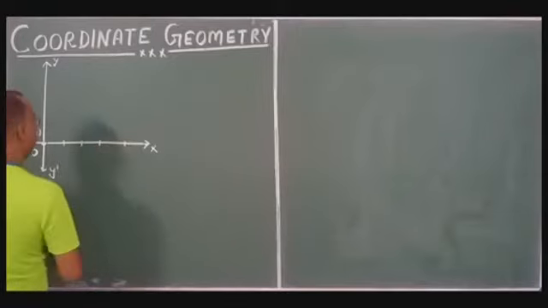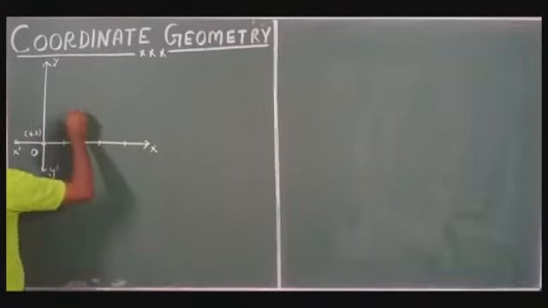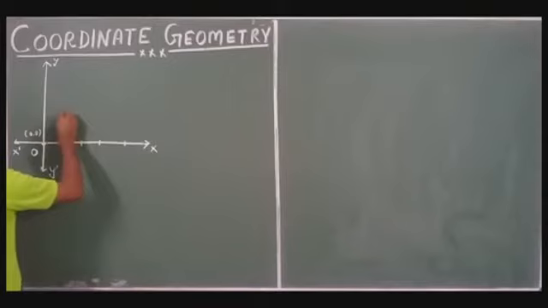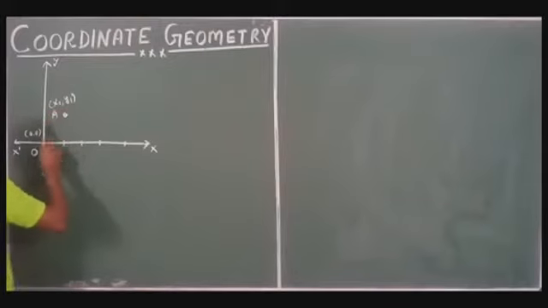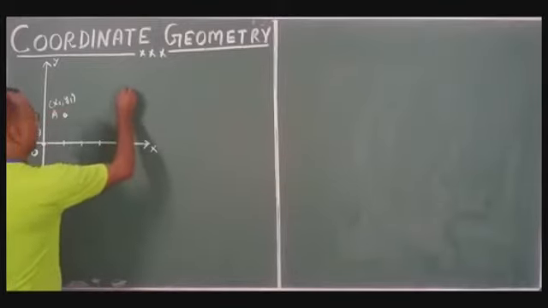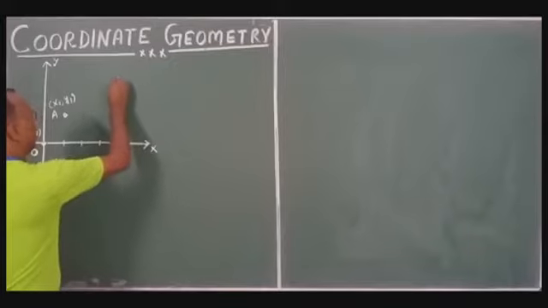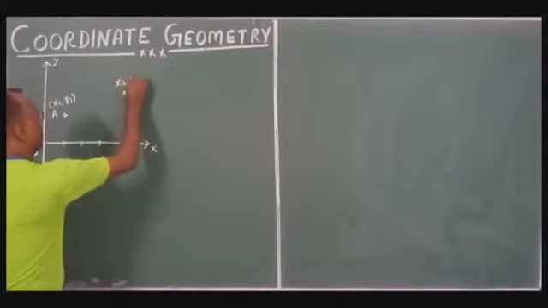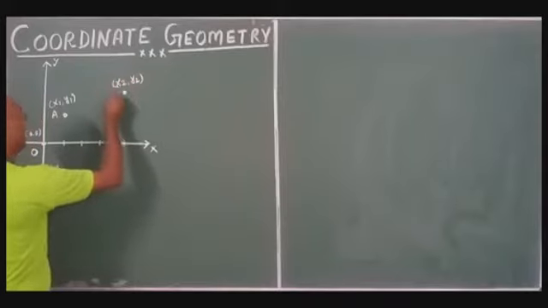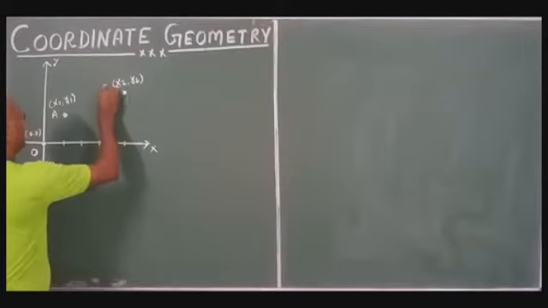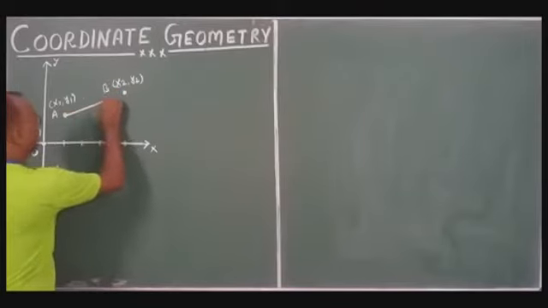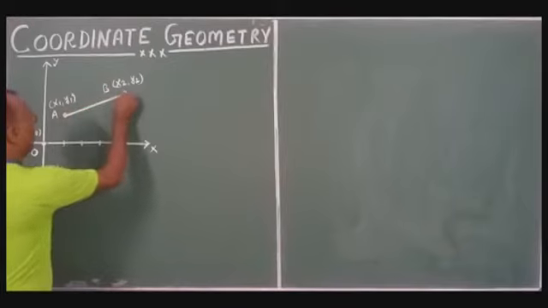Now just look here. Suppose we have to find the distance between 2 points, and this is one of the points in the coordinate plane. Suppose this is the point x1, y1 in the coordinate plane, which is point A, and this is point B having coordinate x2, y2 in the coordinate plane. We have to find the distance between A and B.